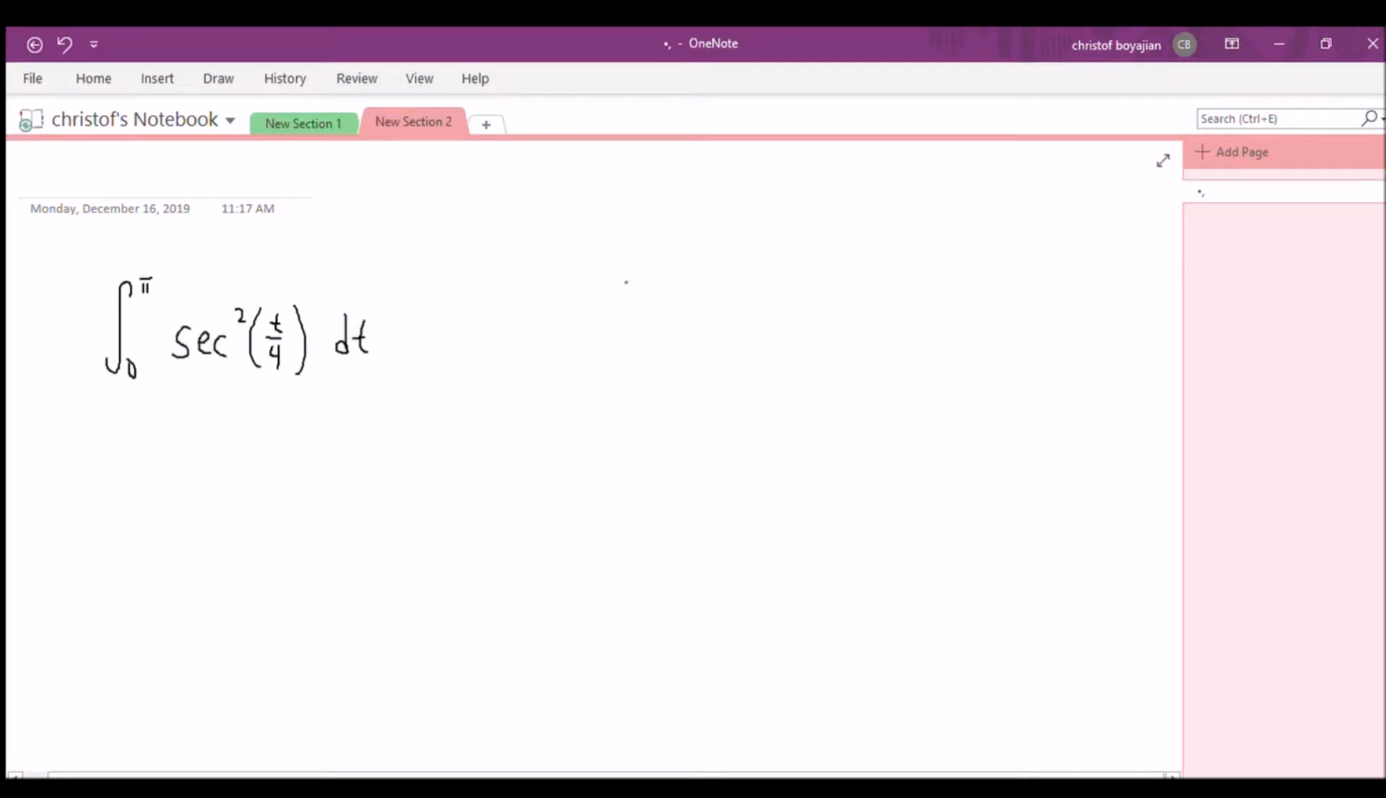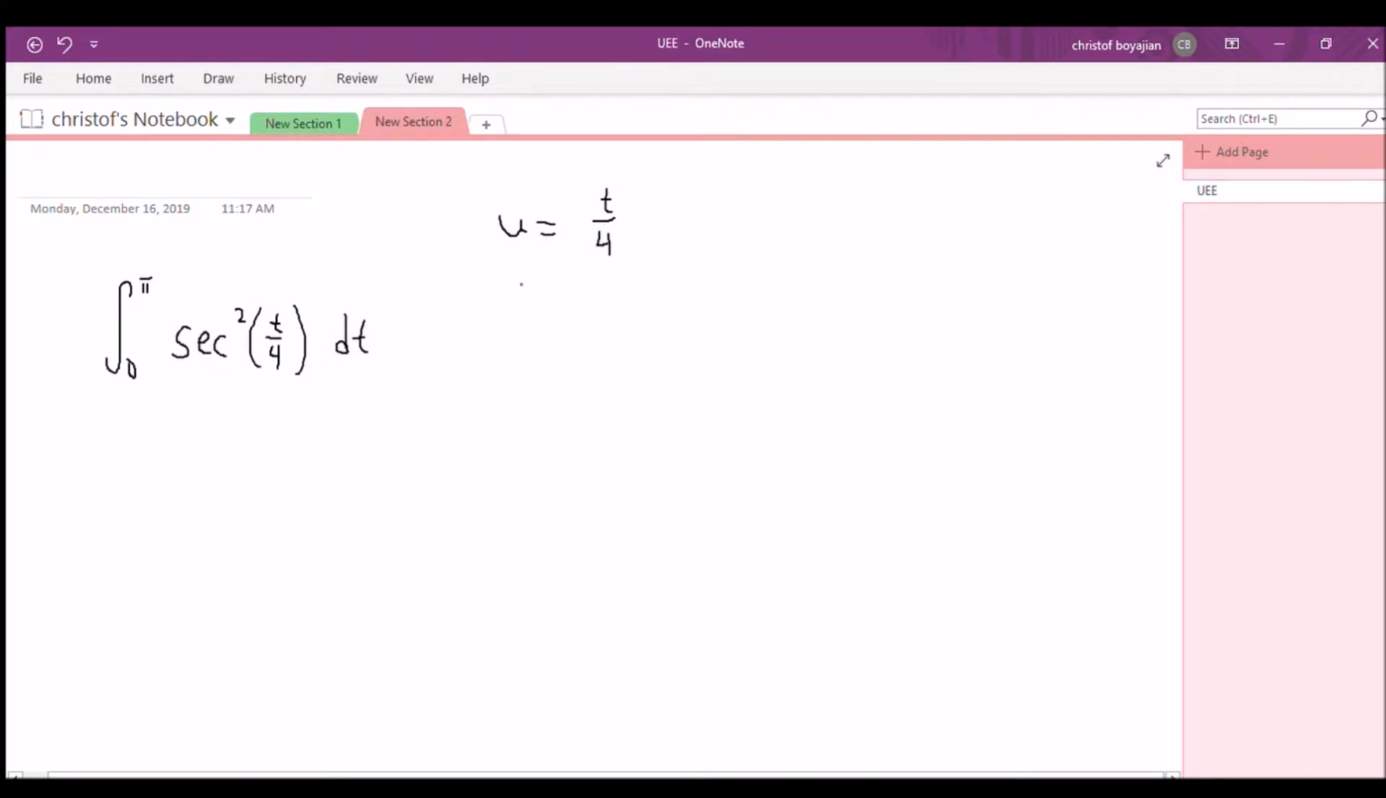Okay, so we're going to evaluate the definite integral from 0 to pi of secant squared of t over 4 times dt. Okay, let's go ahead and make a u-substitution here. So let's set u equal to t over 4.